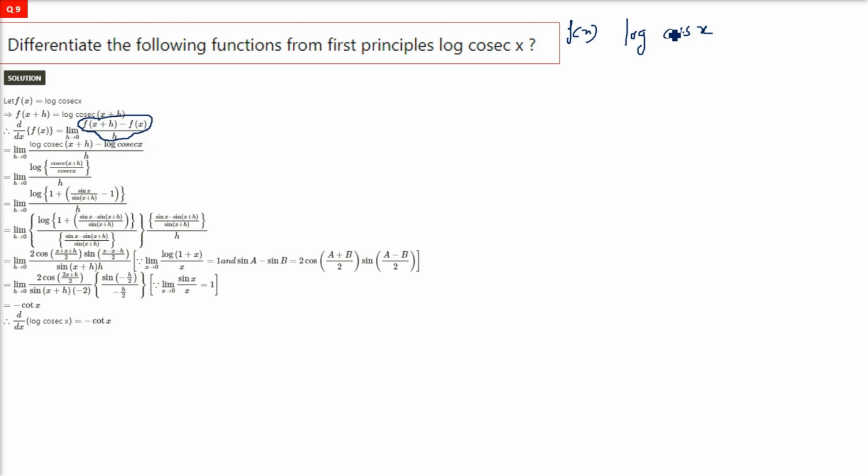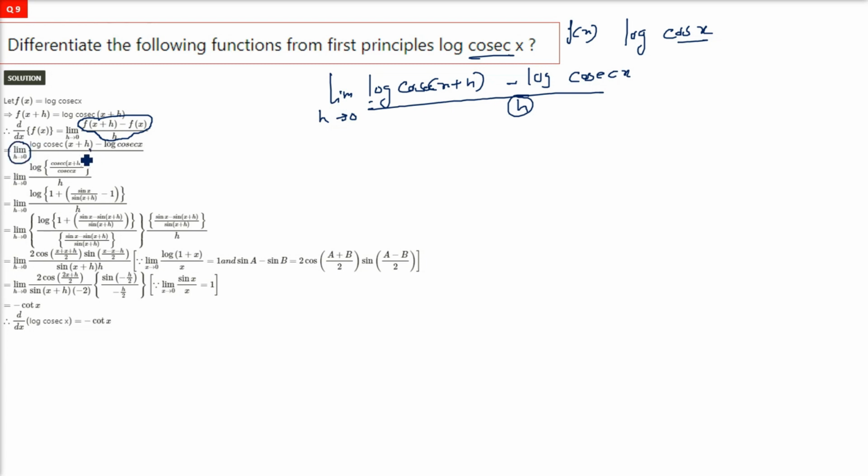But for those who want to understand, let us apply f(x plus h) minus f(x) by h, limit h tends to 0. This is what we have to apply. So log cosec (x plus h) minus log cosec x, divided by h, with limit h tends to 0. That is the first principle. I hope you will be able to write this, and this division by h and limit h tends to 0, as I was telling earlier, you have to write everywhere.